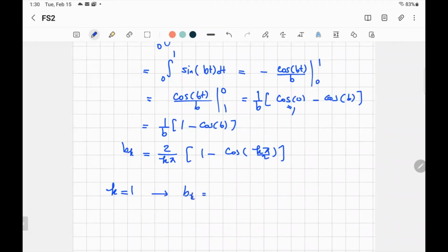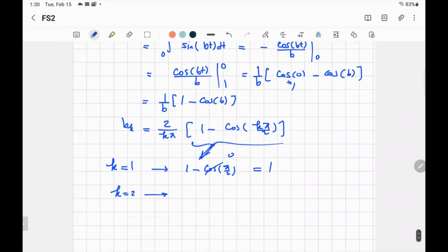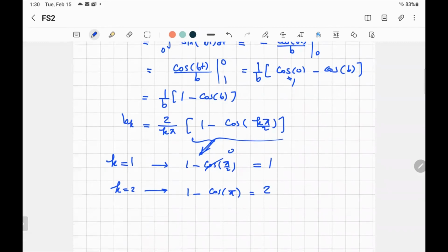B_k will have, even if you don't have to do the whole thing, it's important to do at least this part. What is this part equal to? For k equal 1, it's 1 minus cosine pi over 2. Cosine pi over 2 equals 0, right? Cosine 90 is equal to 0, so it's equal to 1. When k equal 2, you have 1 minus cosine 2 pi over 2, which is pi. Cosine pi is equal to negative 1, negative positive, so it will be equal to 2.